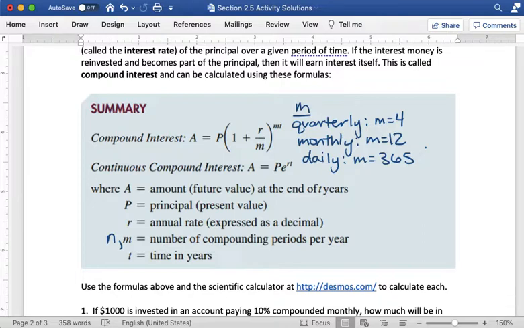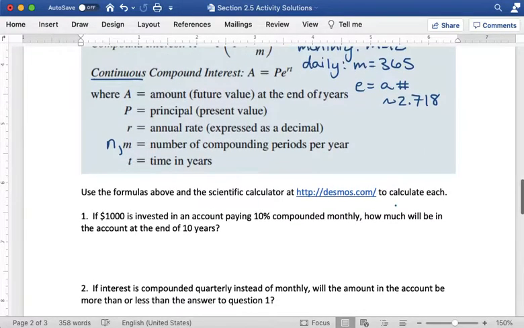And then we also have the continuous compound interest formula. If it's compounded continuously, we use this second formula, which doesn't have an M, and it's P times E to the RT power. E is a number, and it's approximately 2.718. You can find that number on your calculator. I'll show you where that is on the Desmos calculator in a little bit.